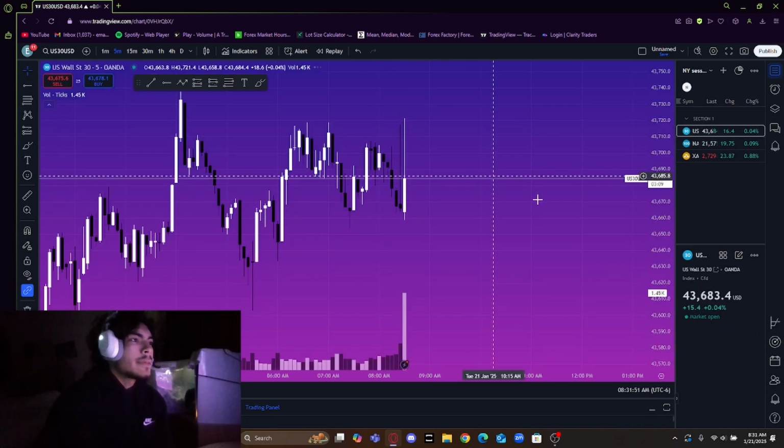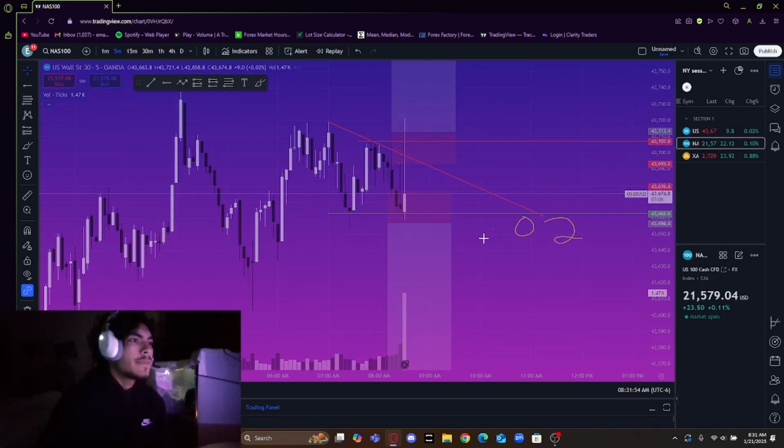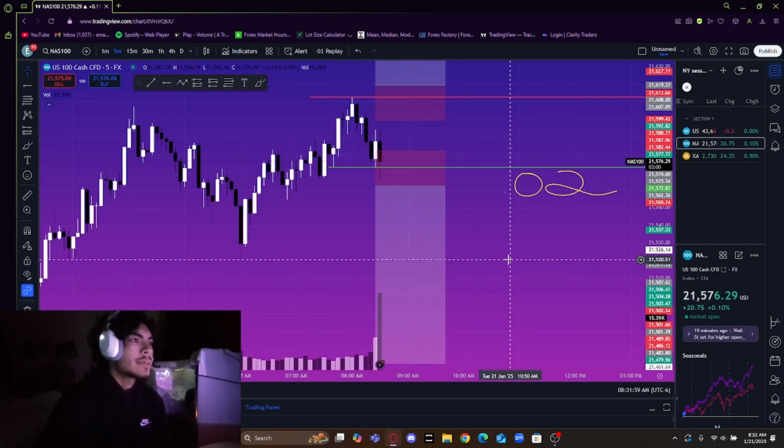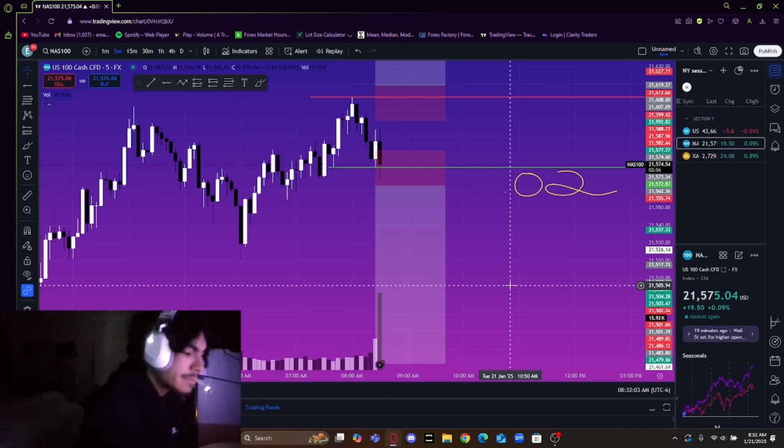I'm going to look back at US 30. Okay, it had a big retracement, a big fake out on US 30. We'll see if NASDAQ can push here. I'm using a 20-point stop loss on this trade.